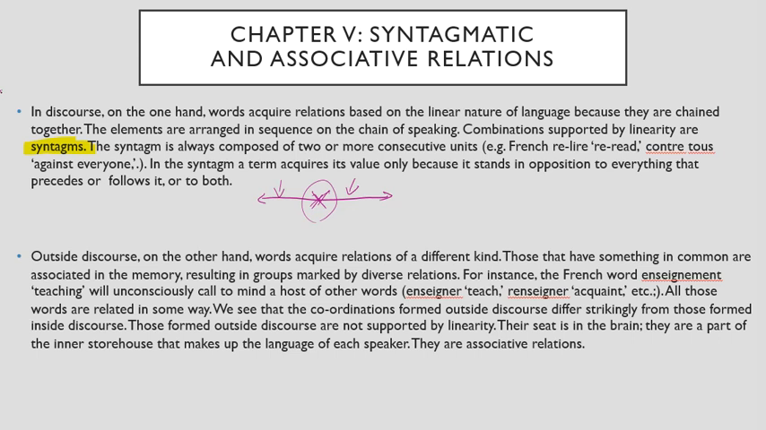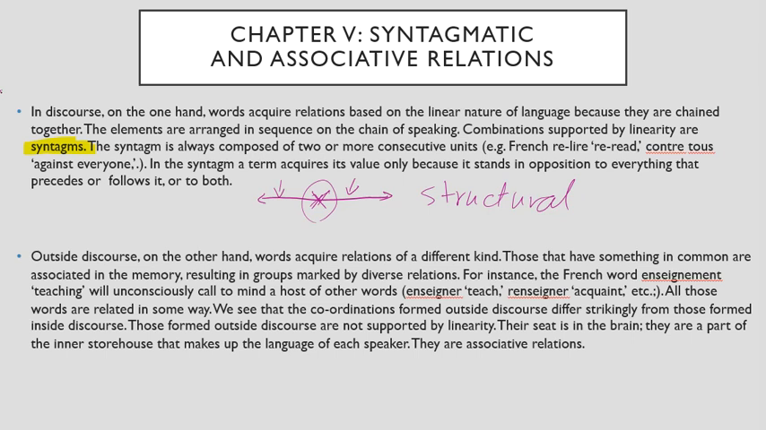All these words are related in some way, and we see the coordinations formed outside the discourse differ strikingly from those formed inside discourse. So those that are inside discourse and syntagmatic have kind of a structural value. And I'm not saying value in the Saussurean sense, I'm just using the word. So their structural value, for example, contre tout, against everyone. This is something that two structures are following each other and they have a meaning.